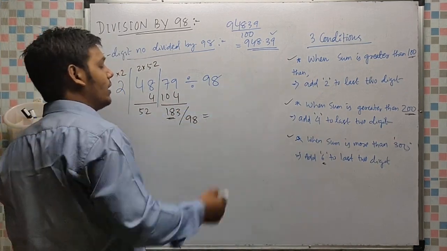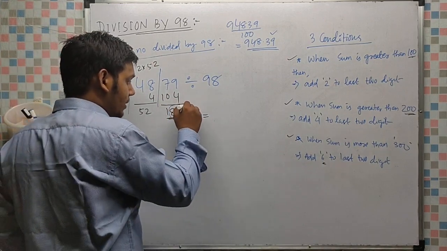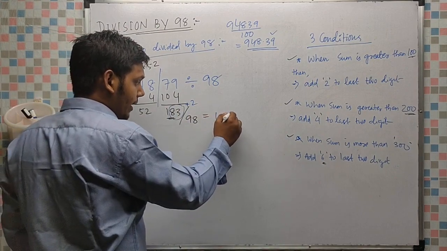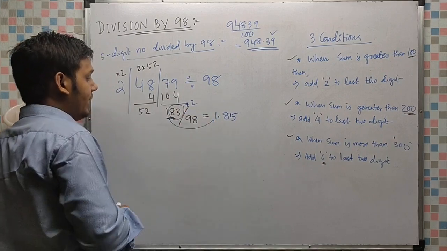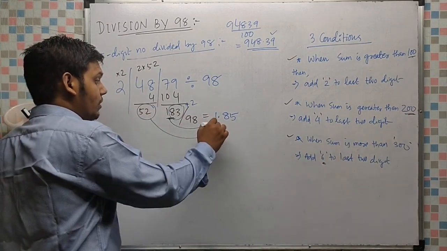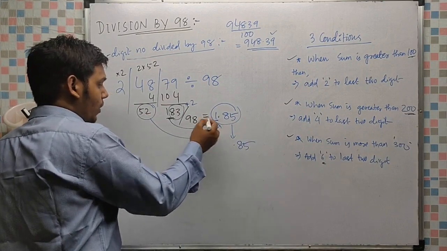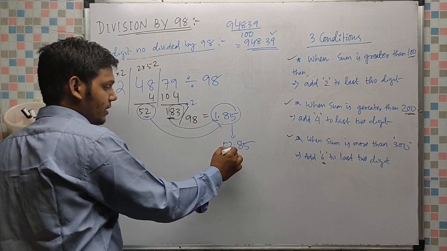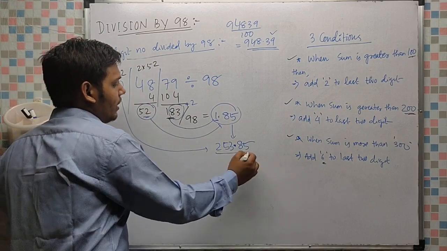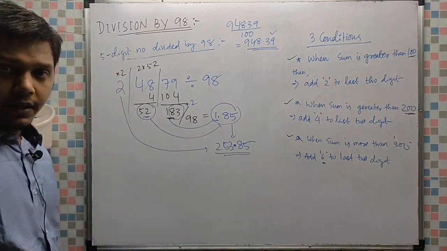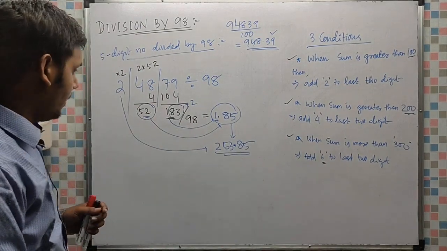The sum is more than 100. So what I have to do? Last 2 digits plus 2. Last 2 digits are 83, here 2. So 1.85. So 1 directly I have to take here, then 83 plus 2, 85. Now this 1 will be added to the result. So 0.85, simply you have to write, this 1 plus 52, how much? This is 53. Now simply you have to take 2. 253.85. This is the result, 253.85. Clear?